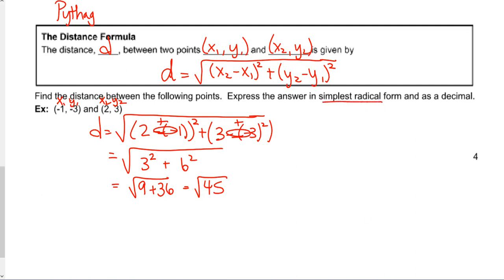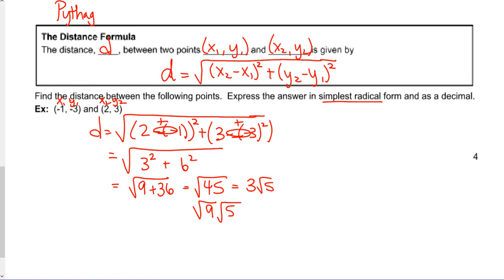Now that is not in simplest radical form because there is a perfect square that is a factor of 45. So I want to break it as my perfect square times what's left over. So 1, 4, 9, 16, 25, 36, all of those, which will go into 45. It is a 9 times 5. Therefore, when I square root 9, I get a 3 square roots of 5. And that is going to be the simplified radical version.